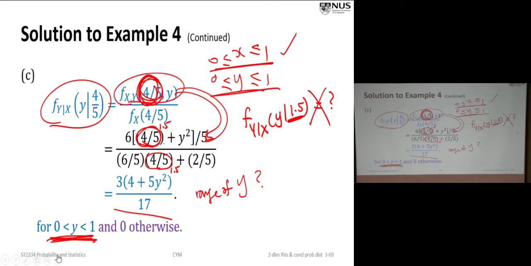All right? So my point is, don't just say, oh, I got the expression, so I substitute it without checking whether it's valid or not. In this case, the conditional expression equals this one only when x is between 0 and 1. And this is only valid for y between 0 and 1. Outside that, it will be 0.